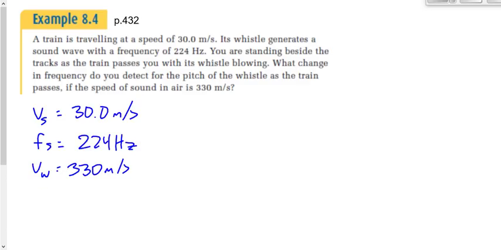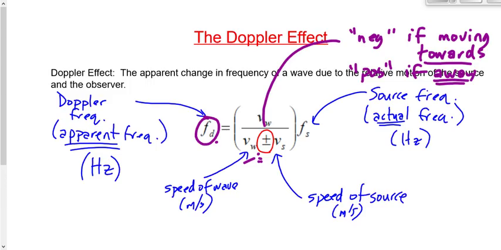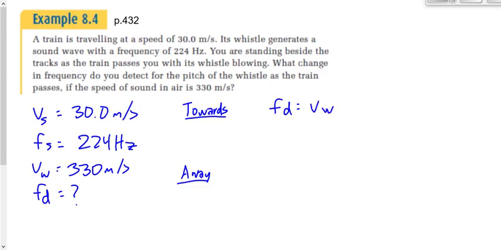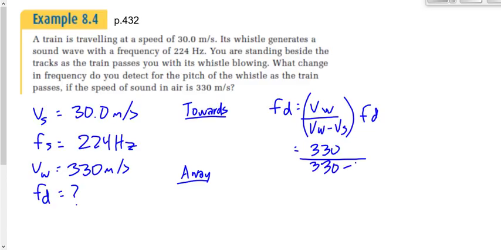Okay, we want to find the Doppler frequency here. Really, we want to find the change in frequency. But we'll find the Doppler frequency as it's approaching, as it's coming towards, and away, and then we'll subtract them. As it's coming towards, we're going to say FD is equal to, what was the equation? VW over VW minus Vs times FS. So we've got VW is 330 divided by 330 minus 30 times the frequency.